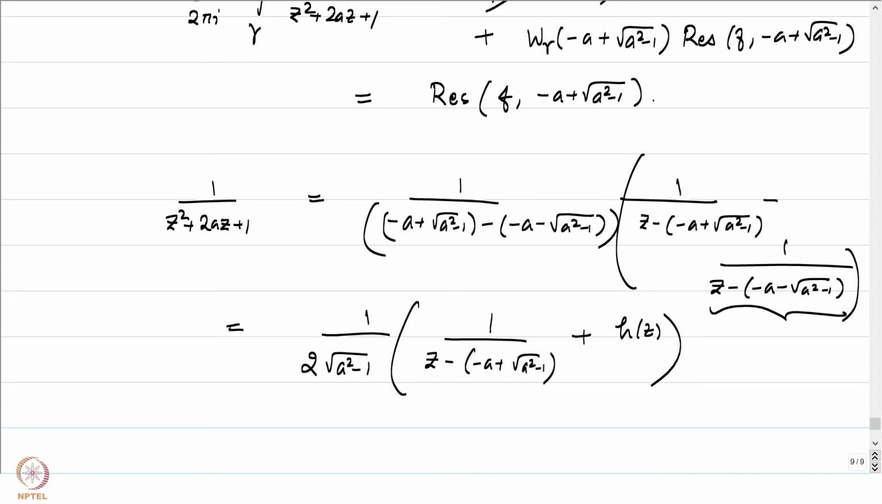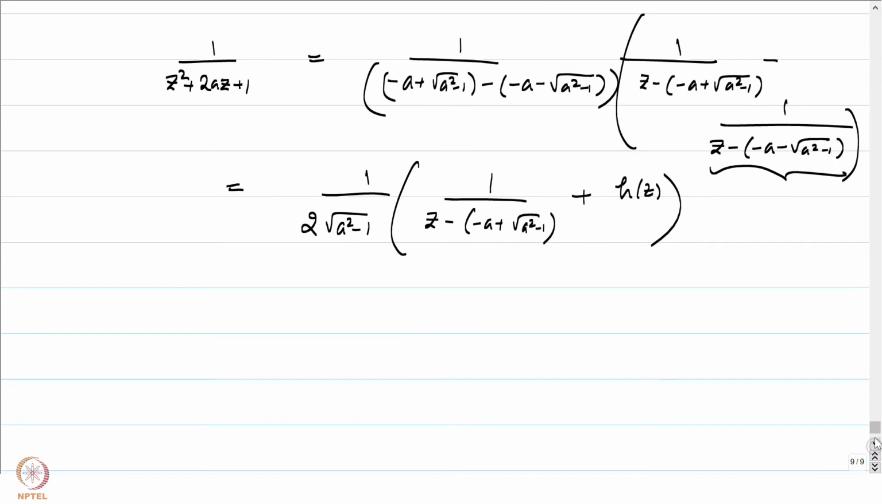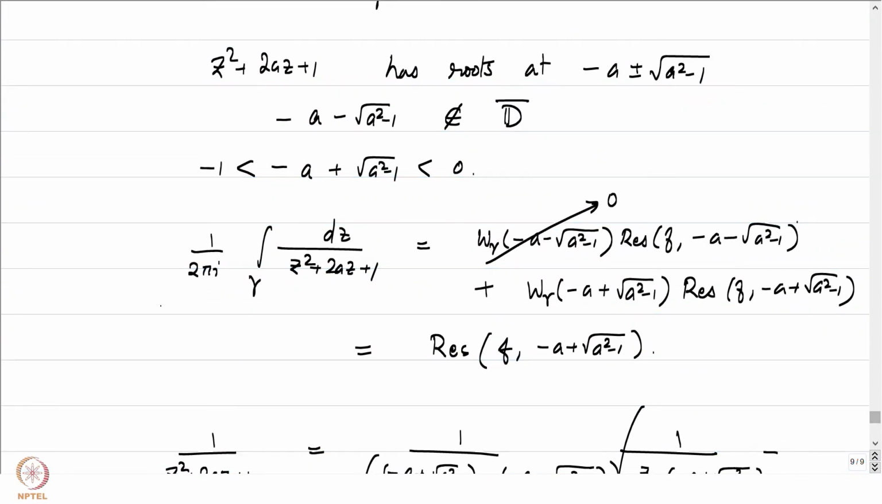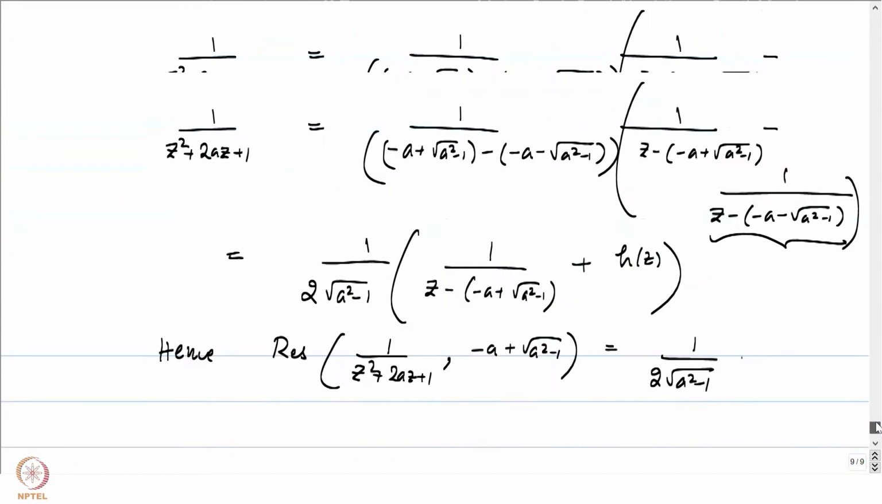We are not worried about it. There will be a power series expansion there, and hence the residue of 1 by z squared plus 2az plus 1 at the point minus a plus square root of a squared minus 1 is exactly going to be equal to the coefficient, which is 1 by 2 times square root of a squared minus 1. So we now know that if you look at this integral, it is equal to 1 by 2 times square root of a squared minus 1. Right, that's precisely what we have computed.